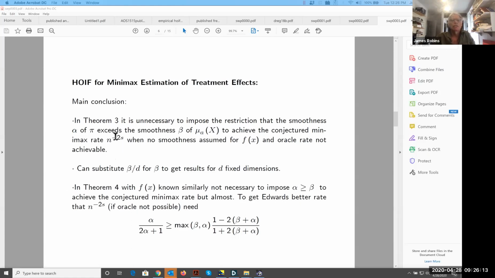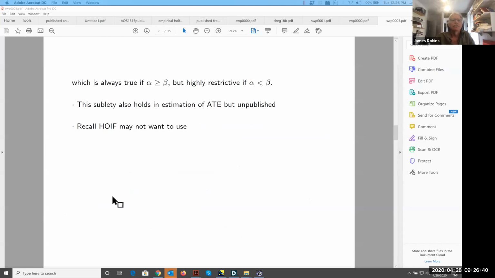So the higher order influence function gets this n to the minus 2s always, without needing the smoothness of pi to exceed that of beta. And in theorem 4, with f of x known, I also don't need alpha greater than or equal to beta, but there are more subtleties. I probably don't have enough time, so let's try to ignore that. Go on.